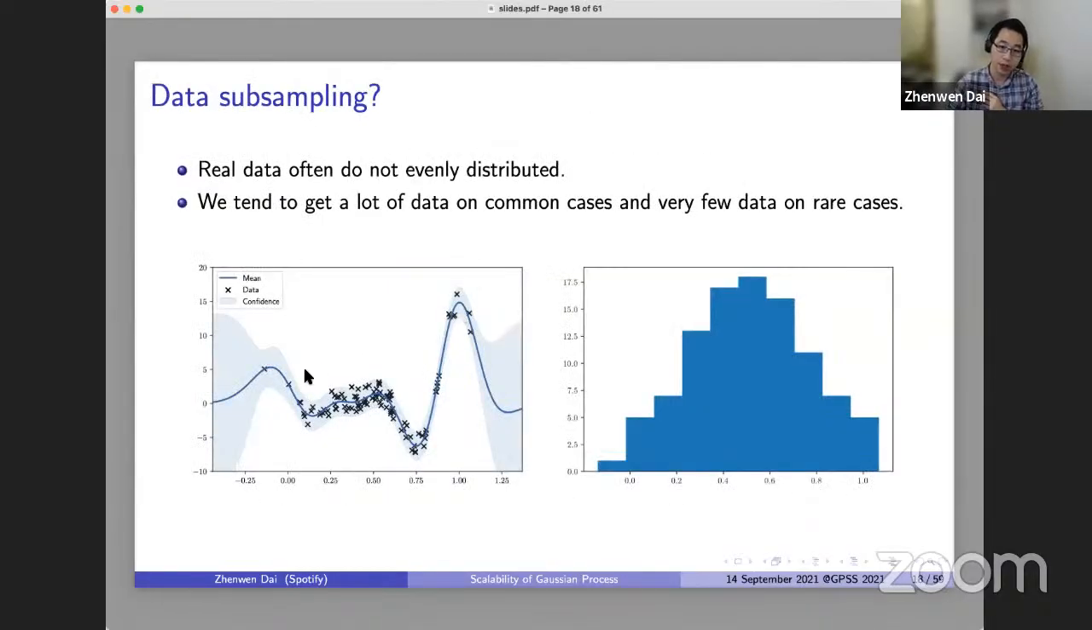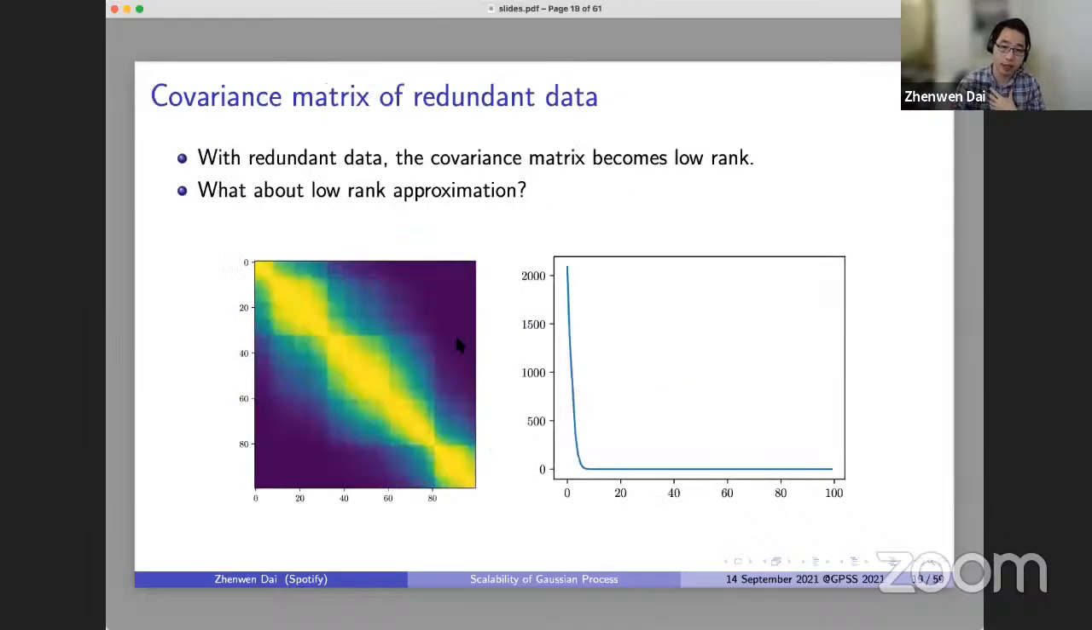For example, if we subsample a data density following this shape, then we very quickly lose data points at the two ends, so that the prediction or modeling accuracy of this area with less data will decrease dramatically if we subsample the data. So we probably want smarter ways than just subsampling the data.